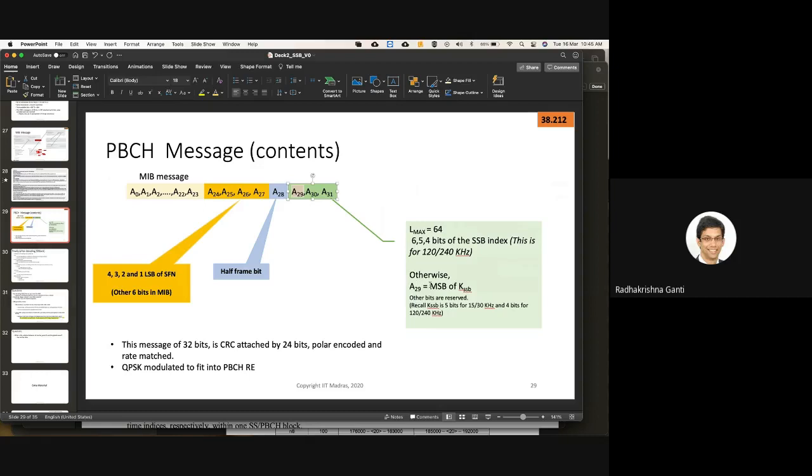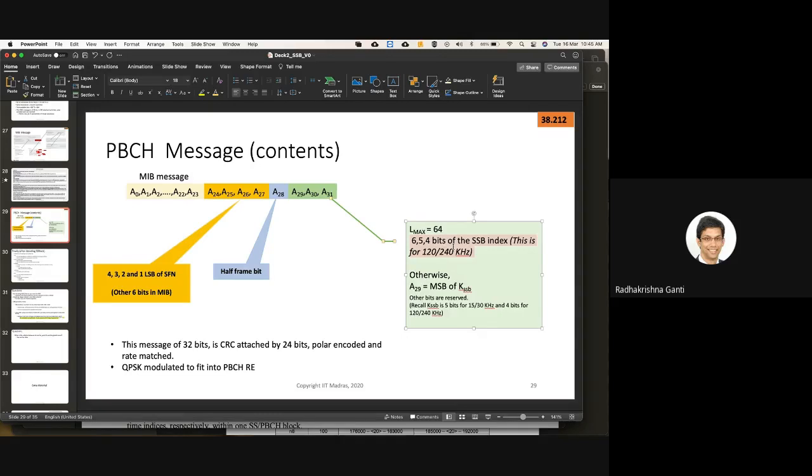When it's sub-6 gigahertz, Lmax will be less, and this Lmax does not make sense here. You can use the DMRS to get the index there, and you use A29 to represent the MSB of KSSB. Whereas in the millimeter wave system, KSSB is anyway 4 bits, so there's no problem, and you use these 3 bits to denote the SSB index.